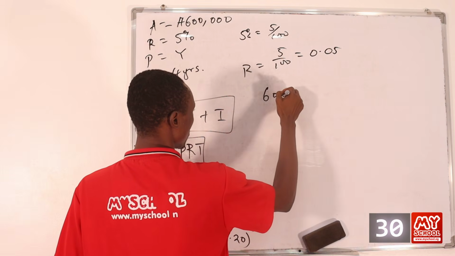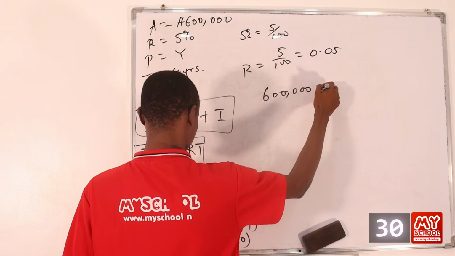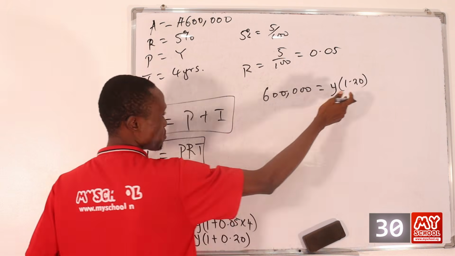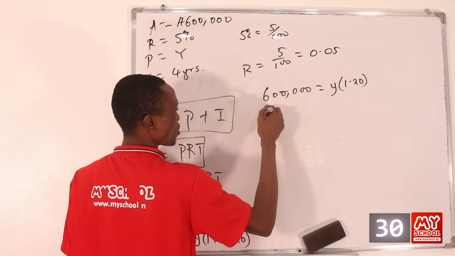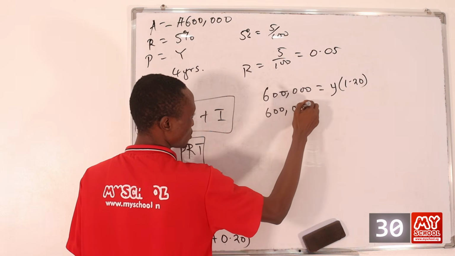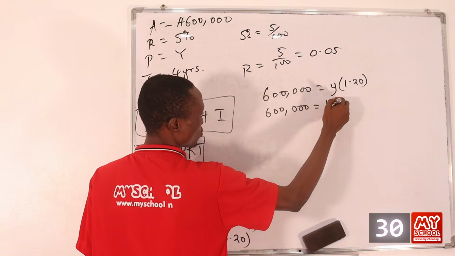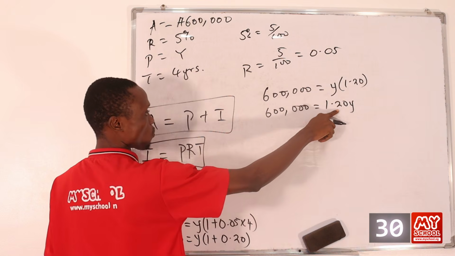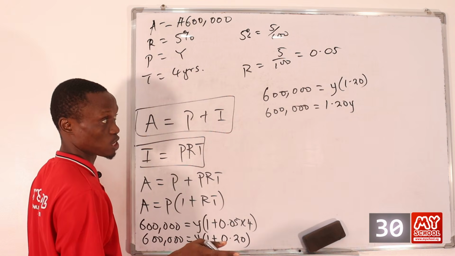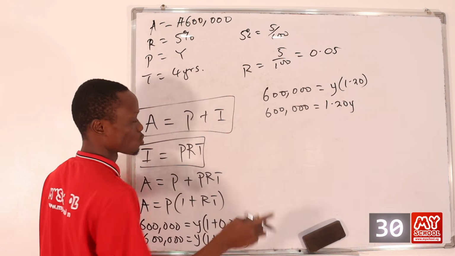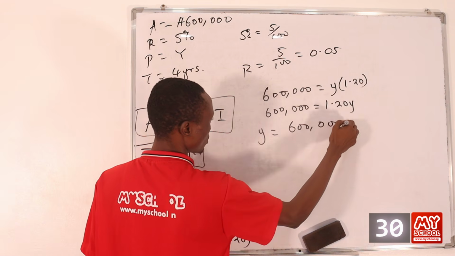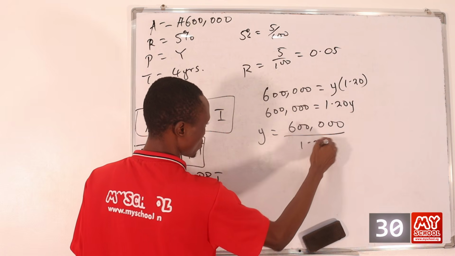So that our 600,000 is equal to Y bracket 1.20. Of course, remember that bracket means times. So you'll have 600,000 equal to 1.20Y. Okay? Since we are looking for the value of Y, we simply divide both sides by the coefficient of Y, and that is 1.2. So that you'll have Y equal to 600,000 divided by 1.20. Okay?